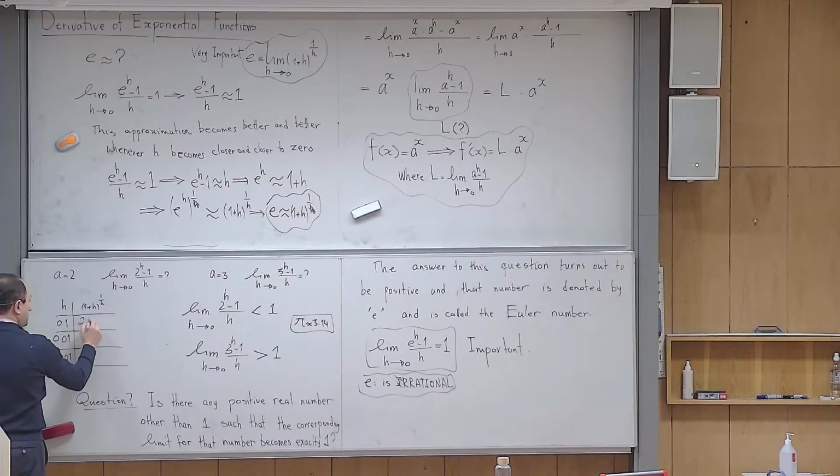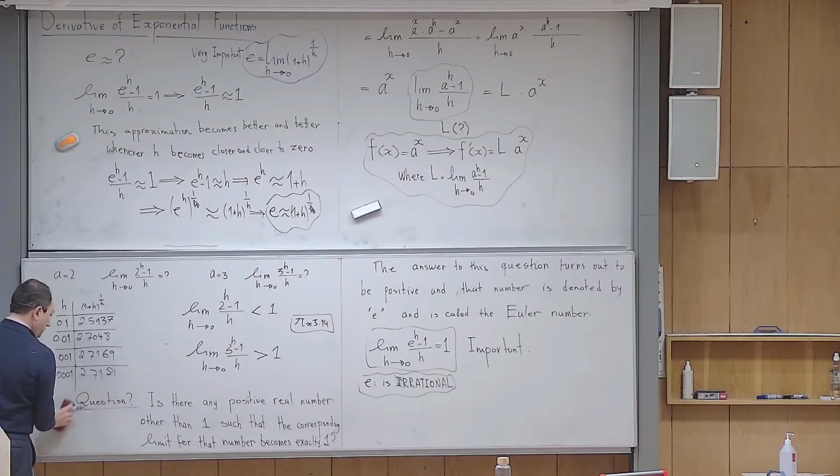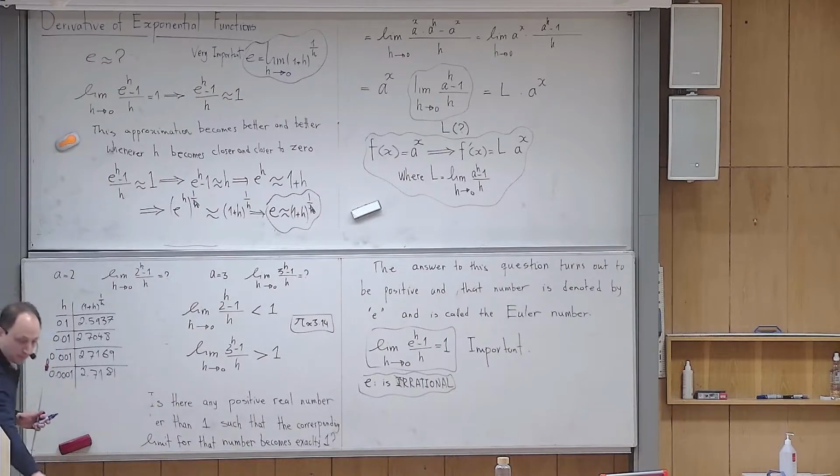This one is 2.59, 37. This number becomes 2.7048. This number becomes 2.7169. And that number becomes 2.7181. Oh, I did one more here. So the other one is 0.00001, and the answer I got is 2.71 again, and then I get 83.